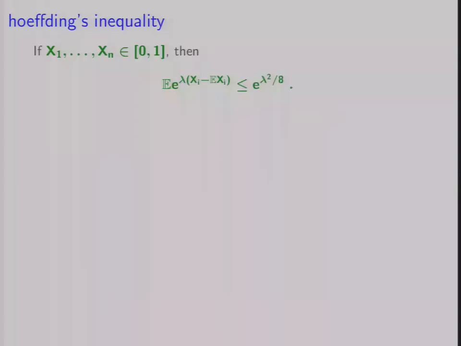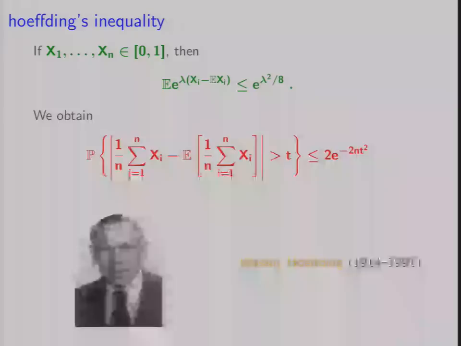It's a small analytic inequality. It uses convexity of the exponential function. It's really not a huge deal. Okay. But this is extremely useful. And this is Hoeffding. So if we plug this back in the previous slide and you optimize, then we get this wonderful inequality.